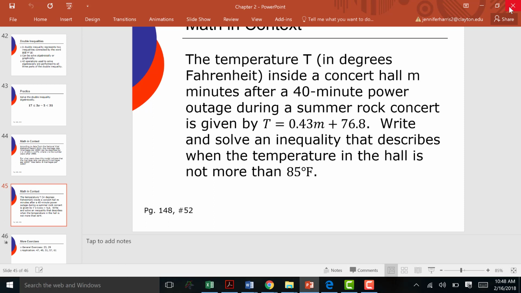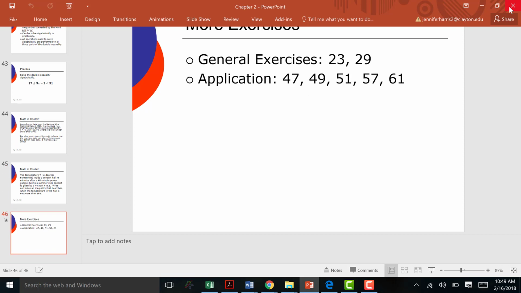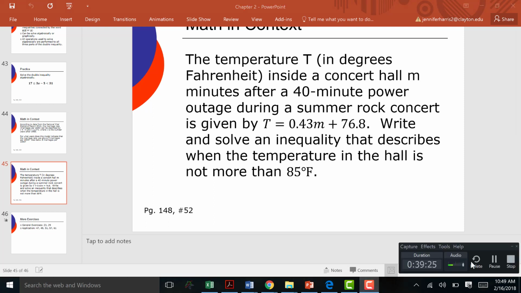That is the last slide. The next slide just has more problems that we could work out from a different section, but we're not going to do those, so you don't need to go there. So we have completed chapter 2. We will start chapter 3 on Monday. Let me stop this thing because I let it go for about 14 hours.